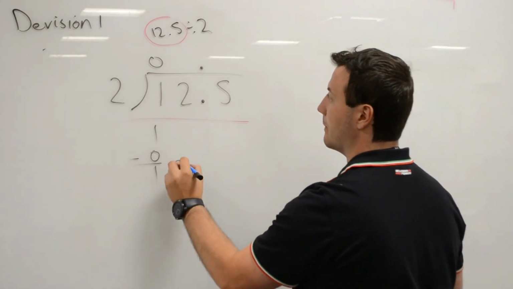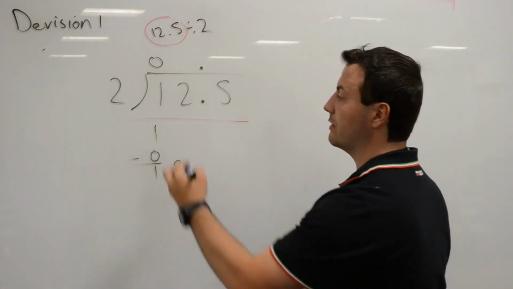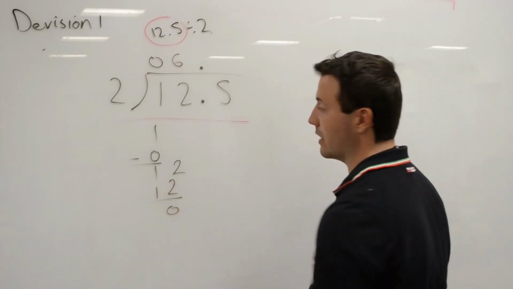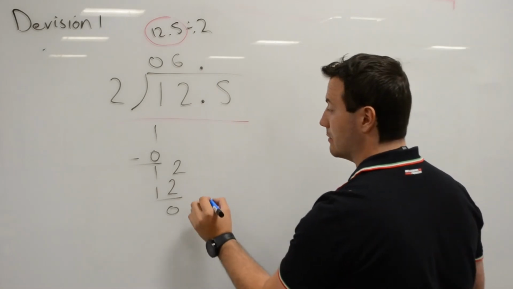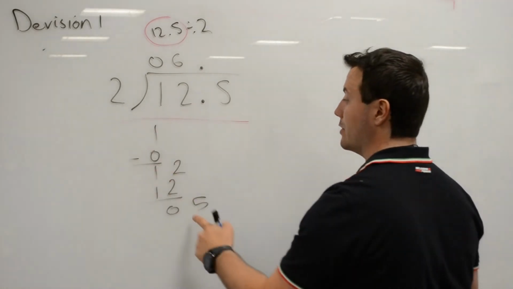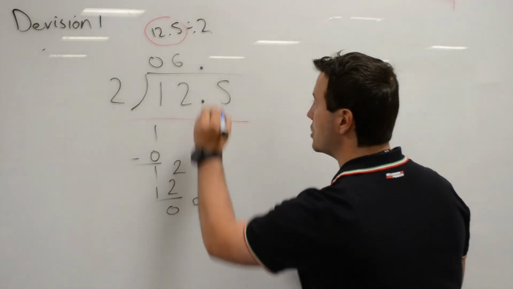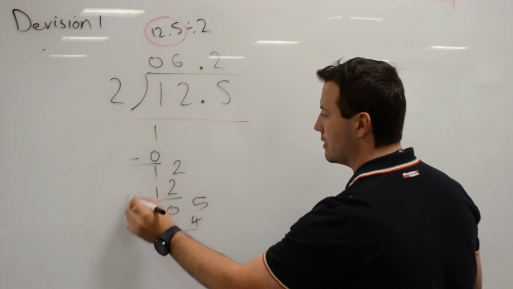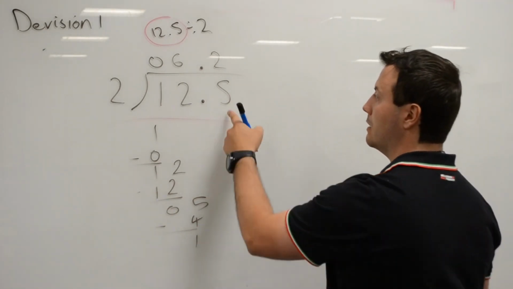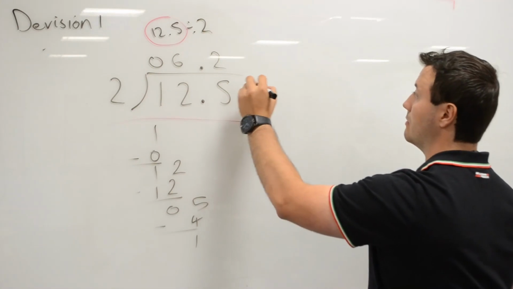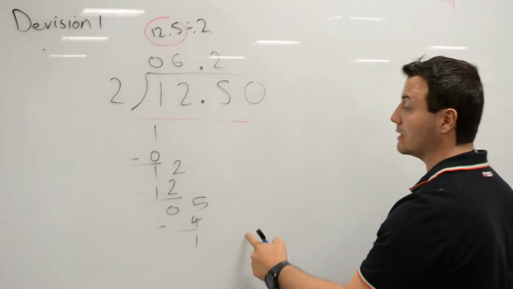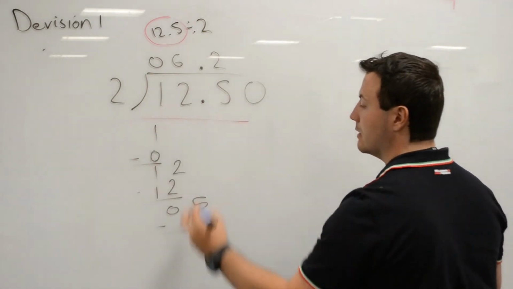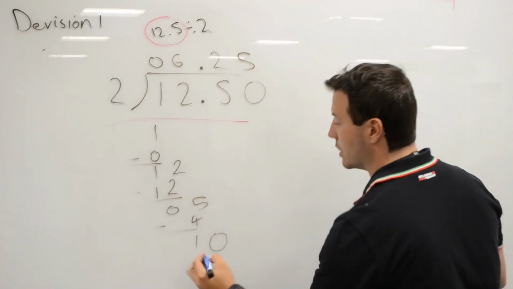Now we bring the 2 down. How many 2s fit into 12? Exactly 6 lots; 6 2s are 12. So we do the takeaway, that leaves no remainder. Bring the 5 down. How many 2s fit into 5? 2 lots; 2 2s are 4. You do the takeaway there. That leaves us with 1 remainder. So after the 5, we just put another 0 afterwards. Now we bring that 0 down, so that gives us 10. How many 2s fit into 10? Exactly 5 lots, because 5 2s are 10.